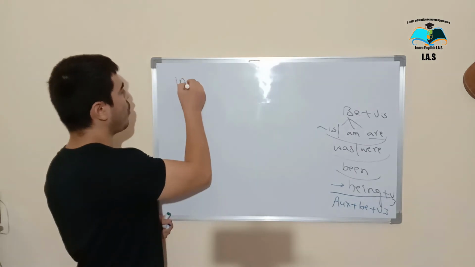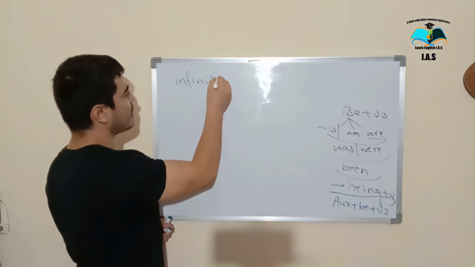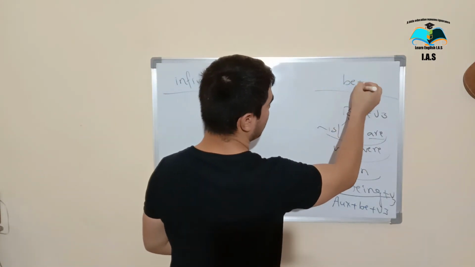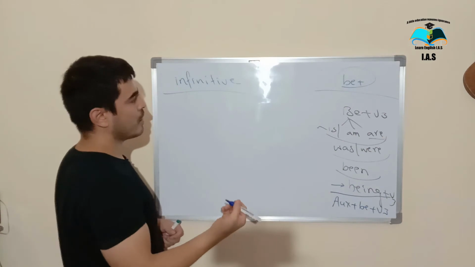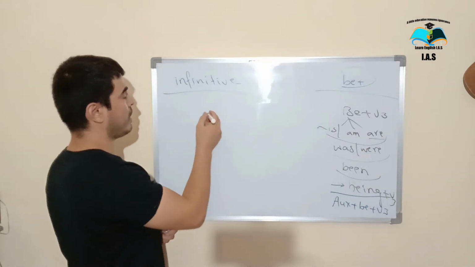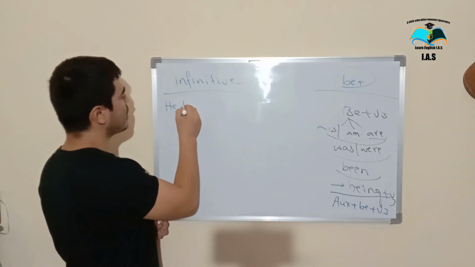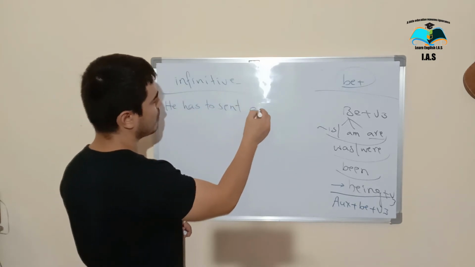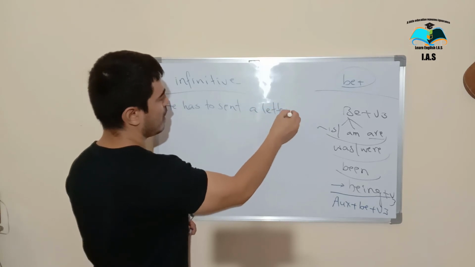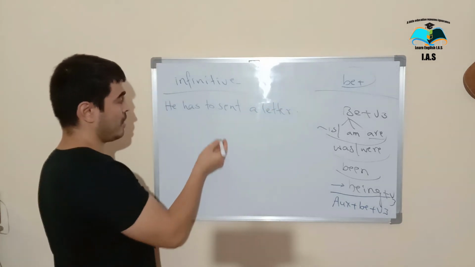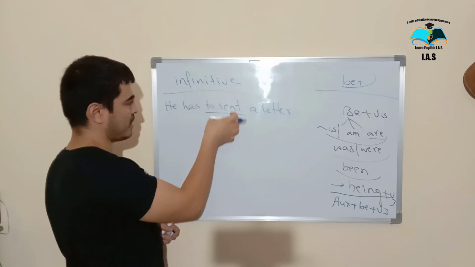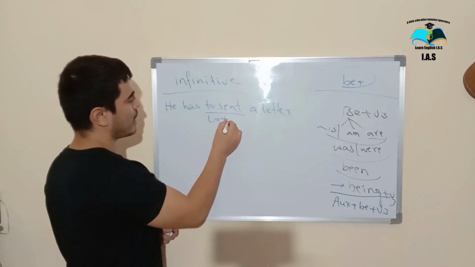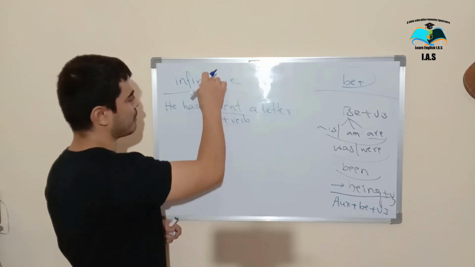And let me tell you how we can change infinitive into passive. So in the infinitive also we are just adding a be. Okay, remember this one, right? We're using just be in the infinitive. He has to send a letter. In this example, we have to plus verb, which shows that the sentence is infinitive. To plus verb is called infinitive.